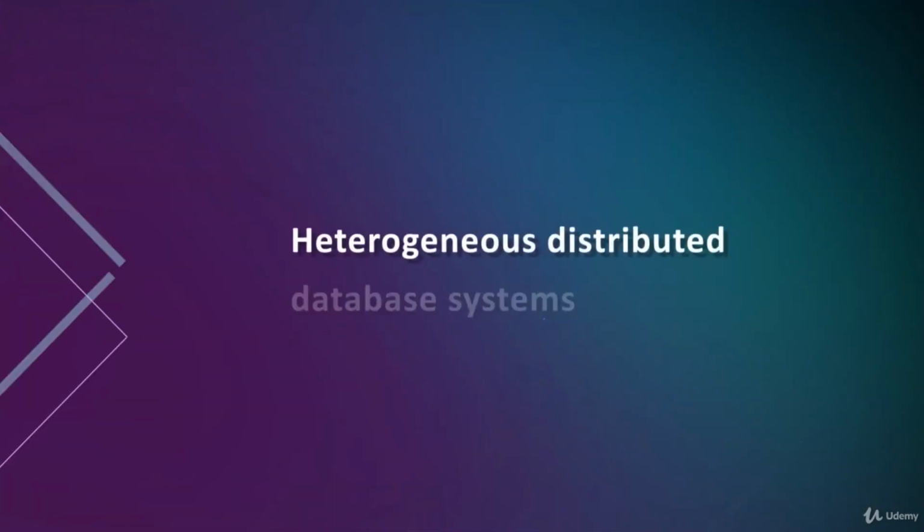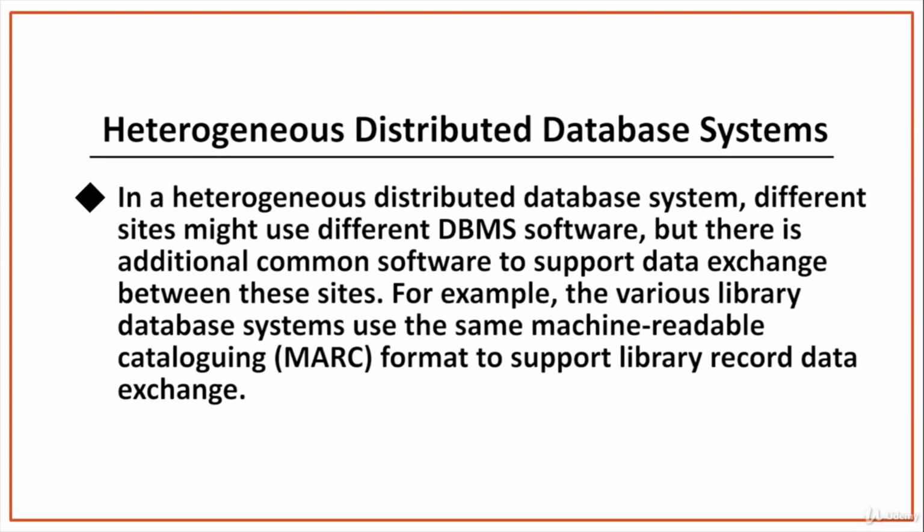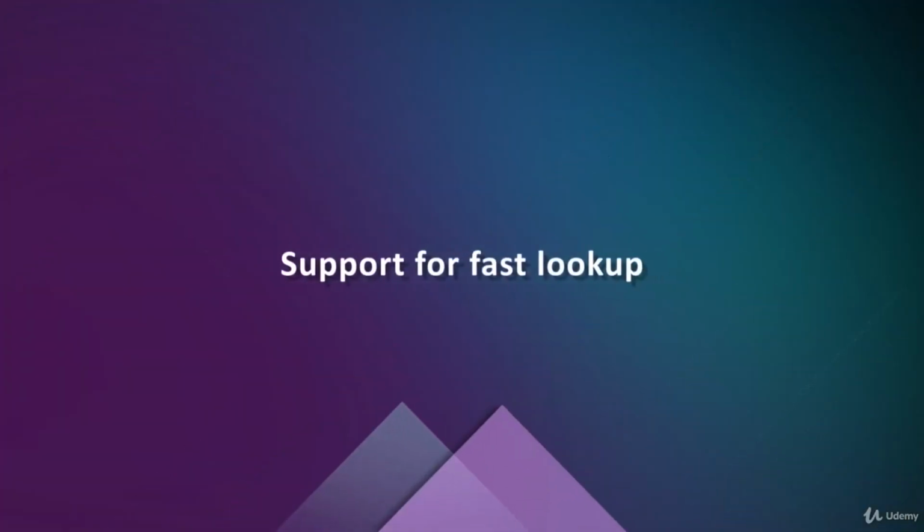And fourth are your heterogeneous distributed database systems. In a heterogeneous distributed database system, different sites might use different DBMS software, but there is additional common software to support data exchange between these sites. For example, the various library database systems use the same machine-readable cataloging, or MARC, format to support library record data exchange. Now let's talk about support for fast lookup.